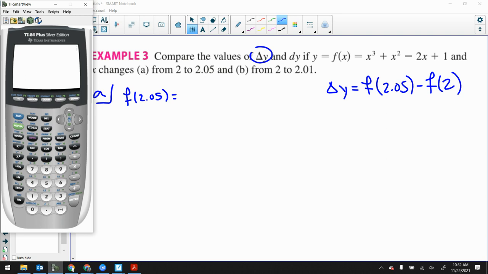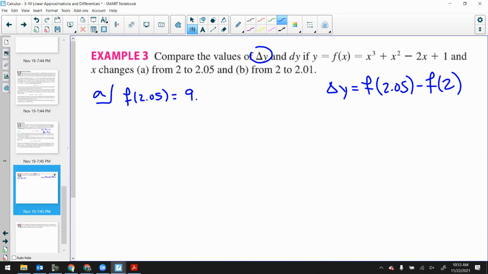That we have 2.05 cubed plus 2.05 squared minus 2 times 2.05 plus 1. So we get 9.717625. Okay, what is f of 2?